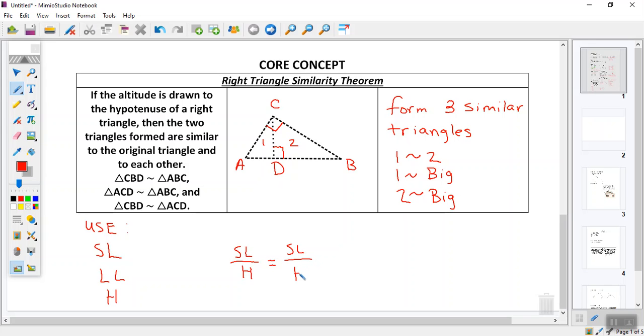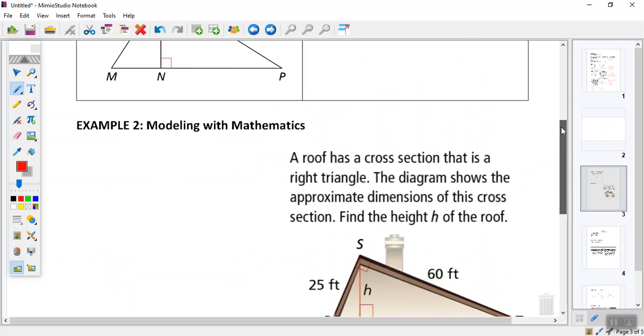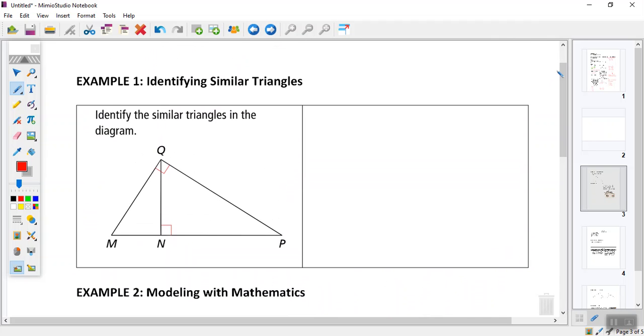So let me show you what's going on here today, kids. If I drop an altitude in a right triangle to the hypotenuse, how many similar triangles are formed? 3. Okay, let's talk about why that is. It says identifying similar triangles. Okay. Kids, you have a diagram right here. Okay? I think that when you name triangles, you should name them in this order. Okay? Go short leg, long leg, hypotenuse order. Okay? So let's start with this first triangle right here.